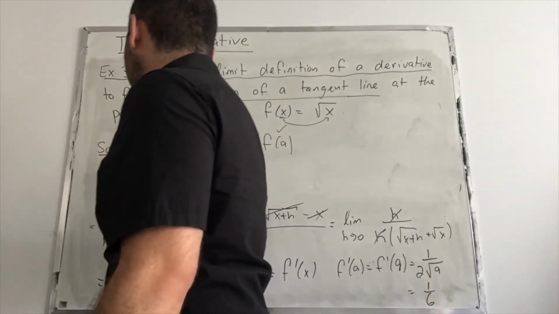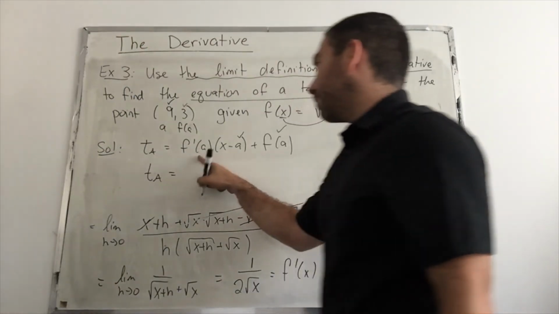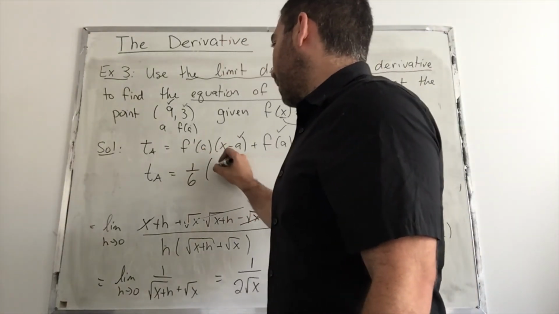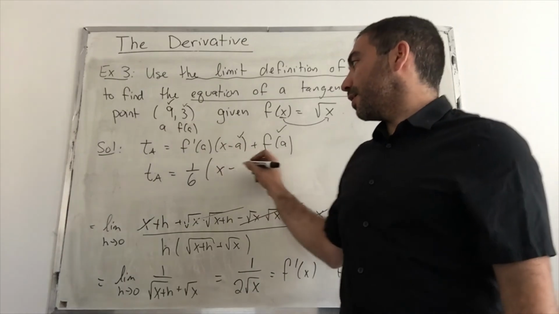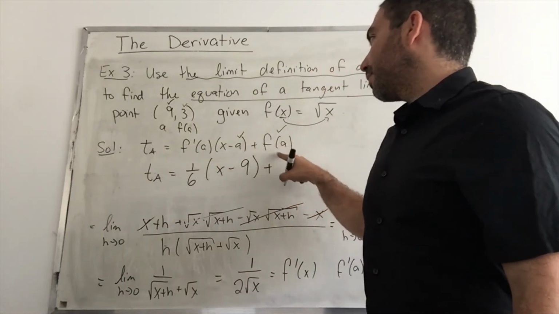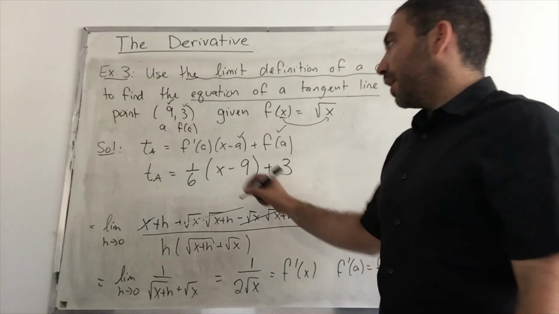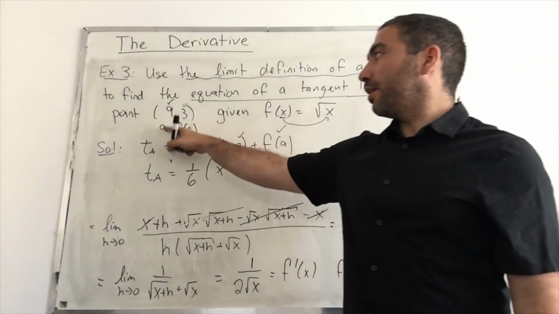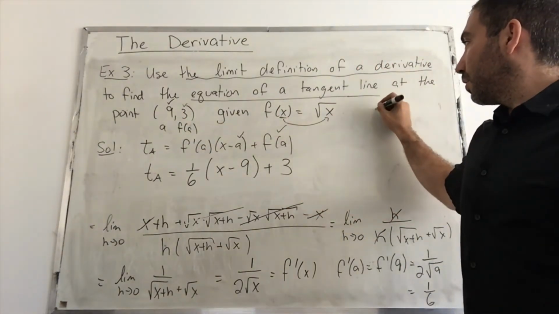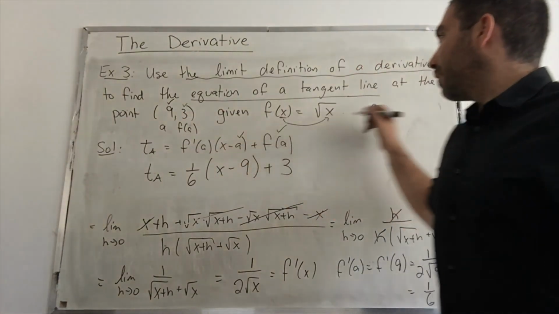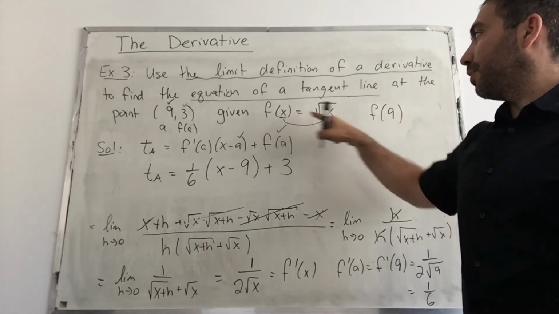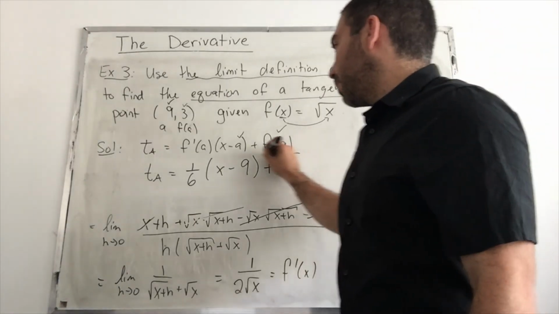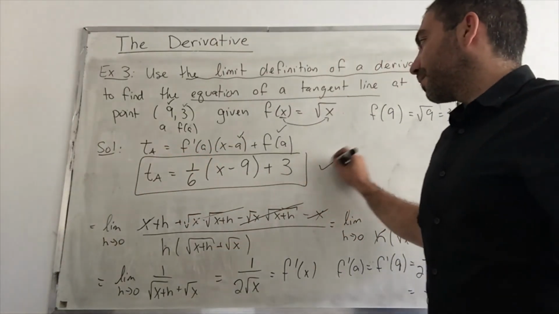So the equation of the tangent line, T of a, is equal to f prime of a, which we just solved down here. We got 1 over 6, times x minus our a, which is in this case 9, so x minus 9, plus our f of a, which in this case the point is given to be 3. If they didn't give us this point, we could go ahead and find it. How? Just by plugging your a into the function. So they didn't have to give us the point 3. We could have solved for it by plugging into the initial function that's given. So square root of 9 giving us 3. Okay. And this is the equation of the tangent line. We're done.